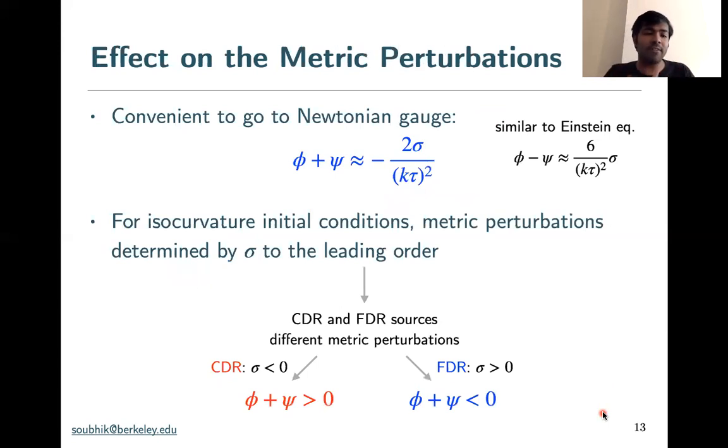To see how this manifests itself in the CMB spectrum, you can look at the metric potentials. You can use the fact that sigma is a gauge invariant quantity, and you can go to the Newtonian gauge. From that, you can derive a relation like this, that phi plus psi is basically determined by sigma. This is similar to the Einstein equations that we have like this. Now, as I just told you, for CDR we have a negative sigma, and that corresponds to a positive value of this quantity, and exactly the opposite is true for free streaming dark radiation.